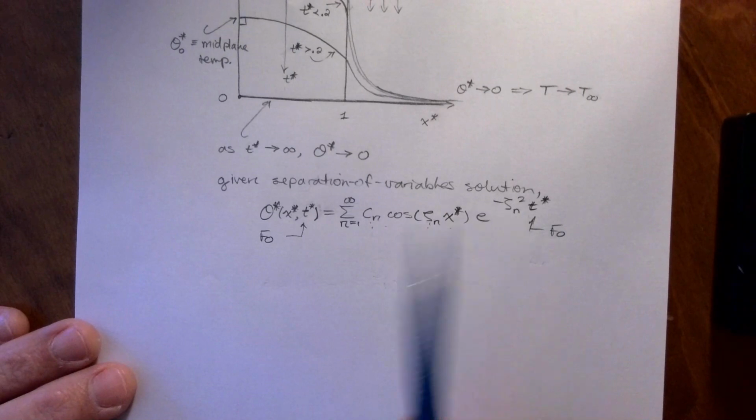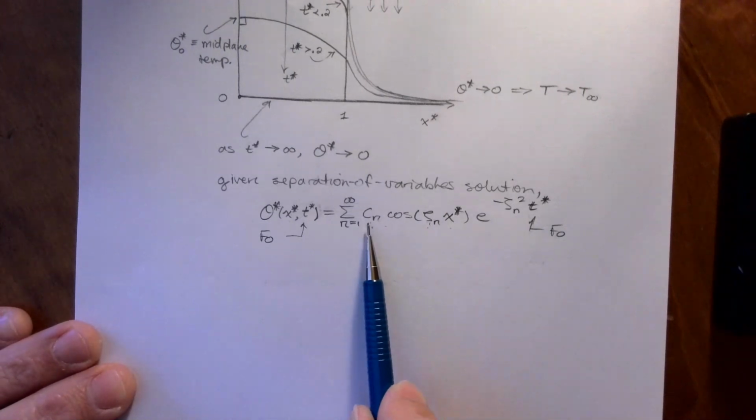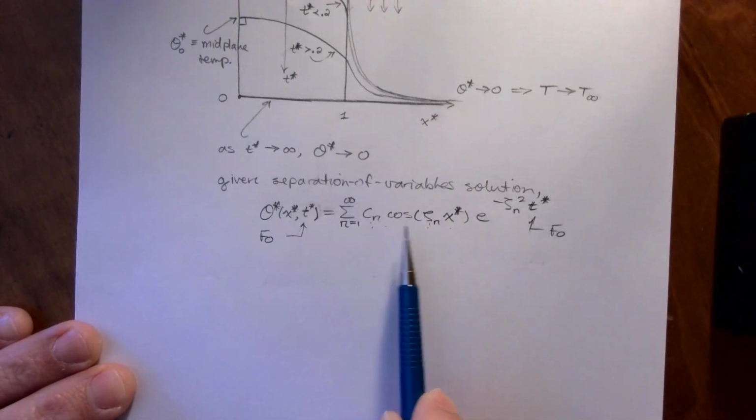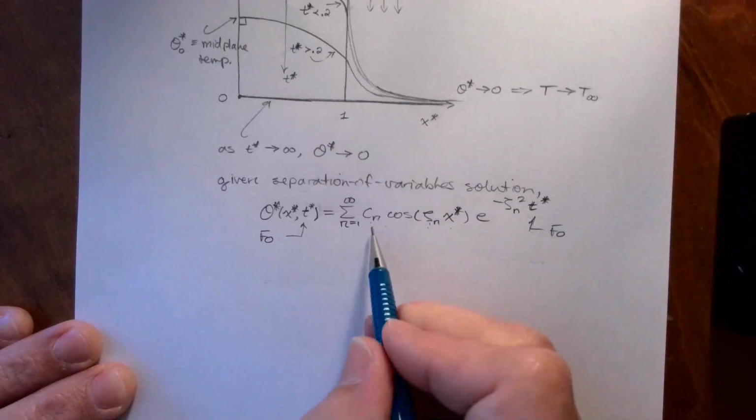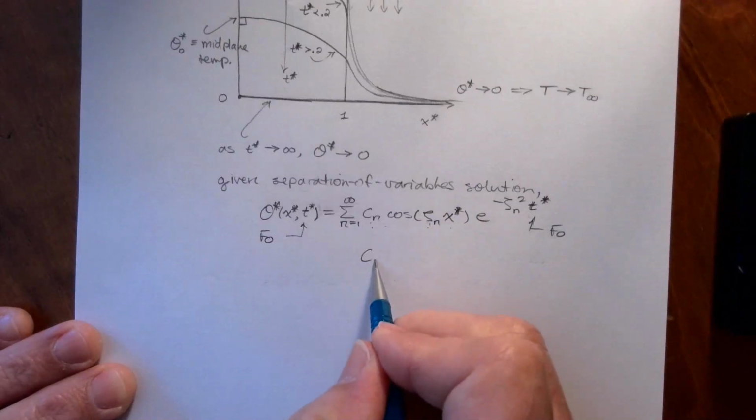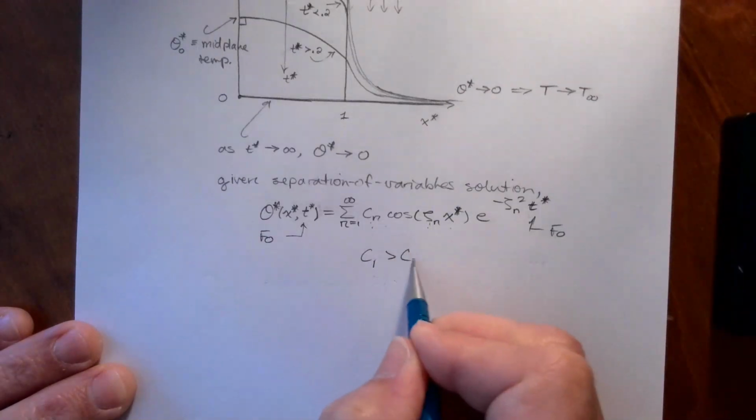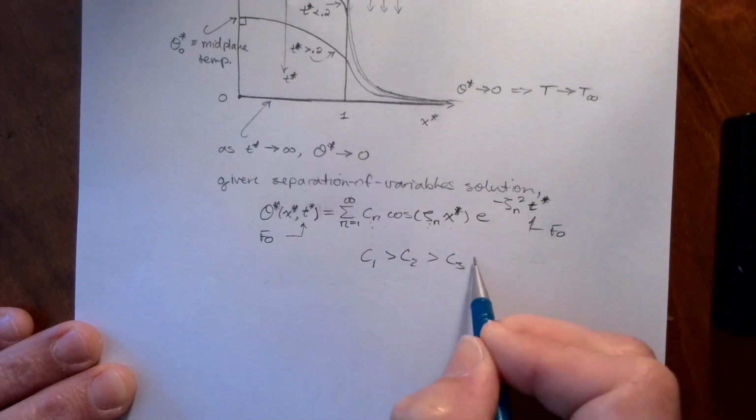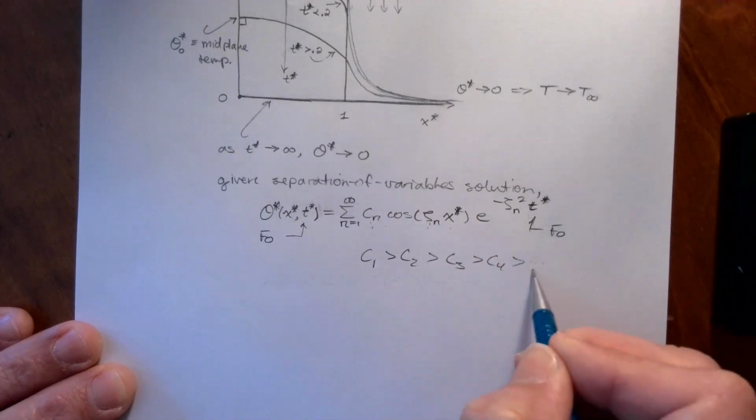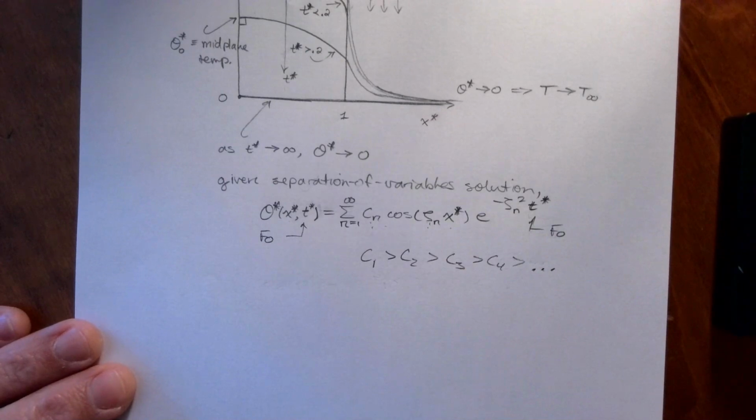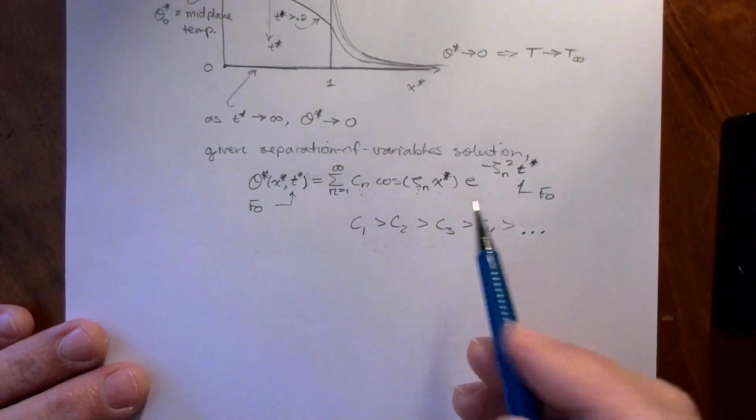So this is a convergent series. If you order these C_n's 1, 2, 3, 4, as n values go up, the C value goes down. So C1 is greater than C2, is greater than C3, is greater than C4, is greater than, and so on. That goes out to infinity for this to be a convergent series.